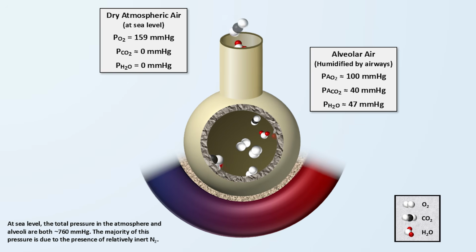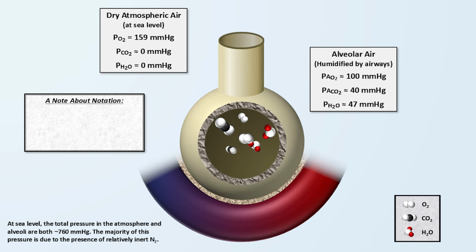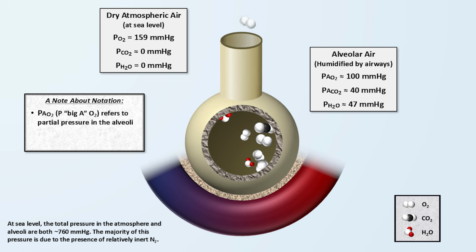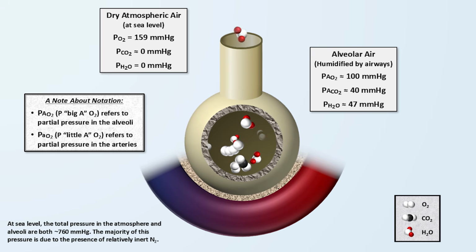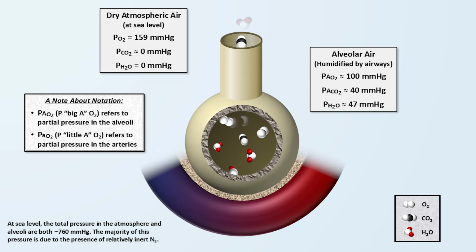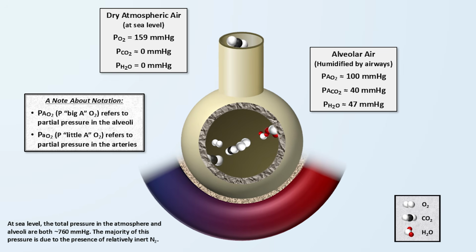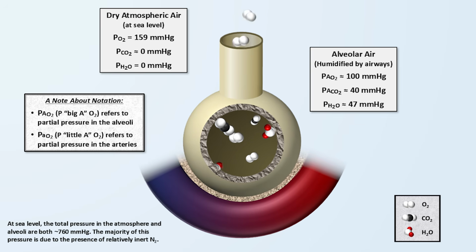A quick note about notation: when discussing respiratory physiology, the partial pressure of a gas in the alveoli is represented by a capital A, while the partial pressure of a gas in the arteries is represented by a lowercase a. In colloquial speech, we typically refer to P big A O2 versus P little a O2. If someone states just PaO2 without a big or little qualifier, it's implied to be P little a O2.